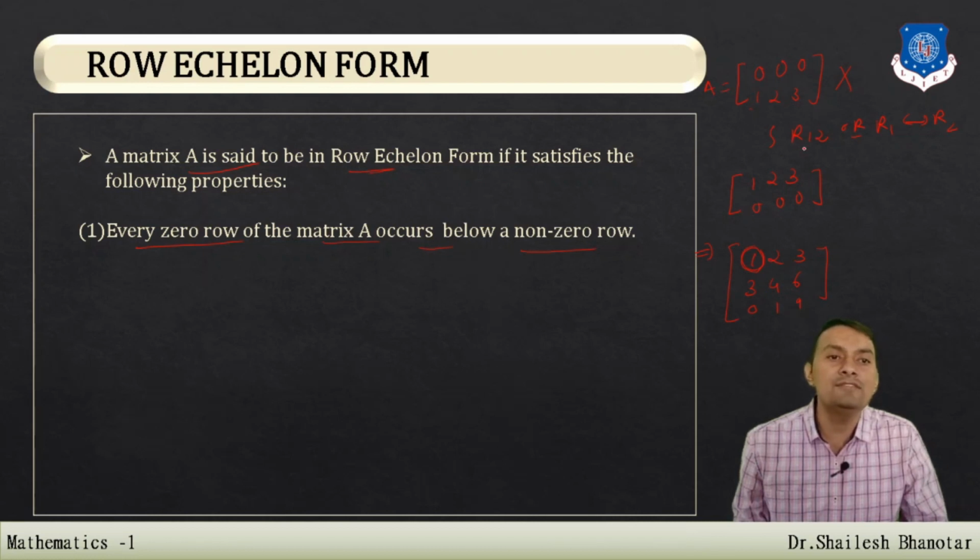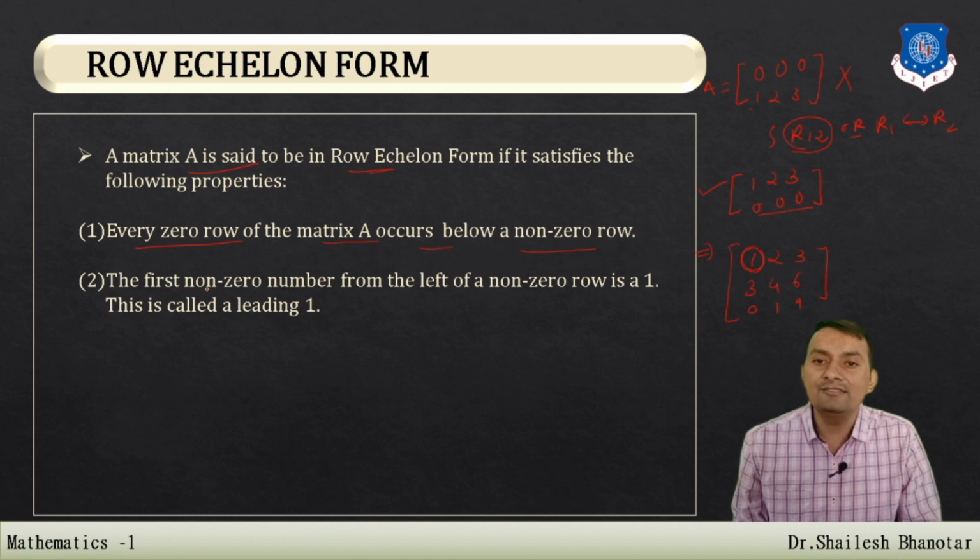That means what we can do is interchange the first row and second row. So we use R12, or you can say R1 goes to R2 and R2 goes to R1. This is exactly the first condition. So the zero row is now at the bottom, and then it is okay.